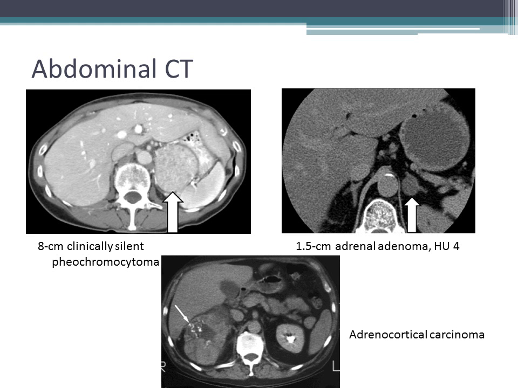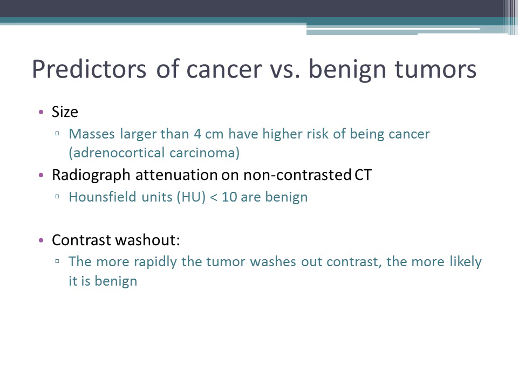Here are some examples of adrenal masses. The top left image shows a large adrenal tumor, 8 centimeters, a clinically silent pheochromocytoma. This was a real case. On the right top side, you will have a 1.5 centimeter adrenal adenoma, Hounsfield units 4, which is in keeping with a benign adenoma. And on the bottom, you have an angry looking adrenal mass with calcification. Look at the arrow. This is very worrisome for adrenocortical carcinoma, which is the case.